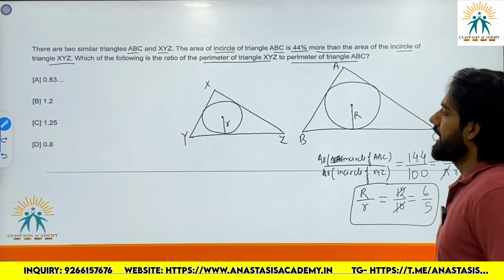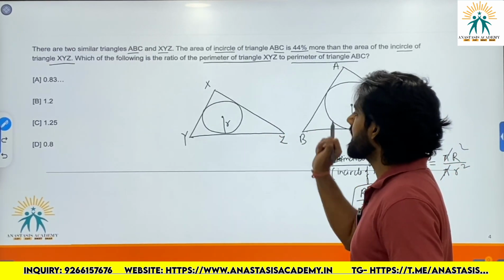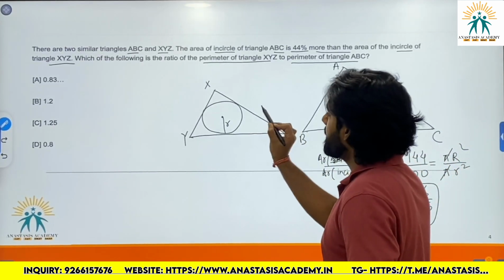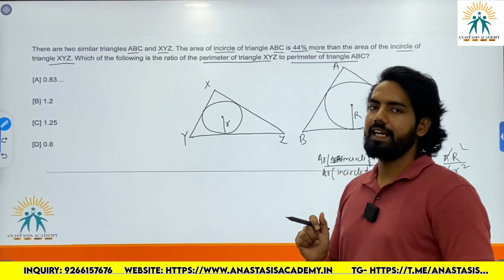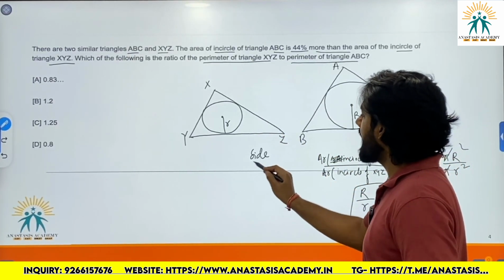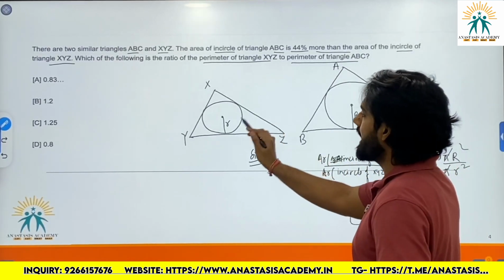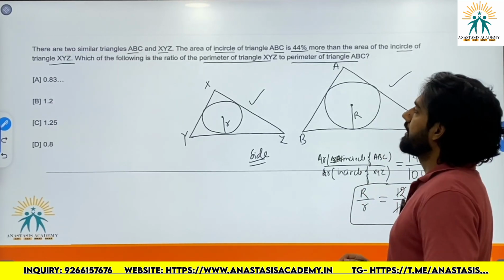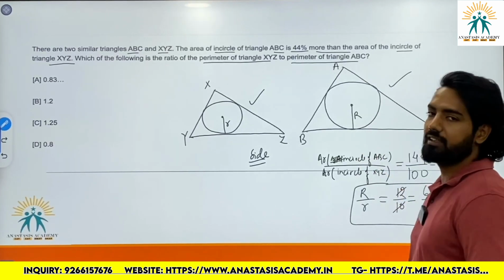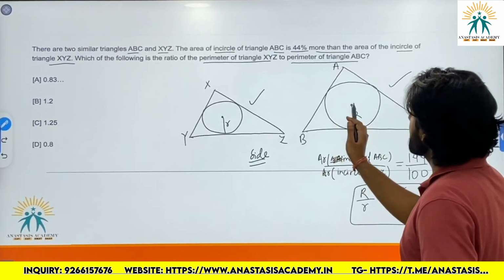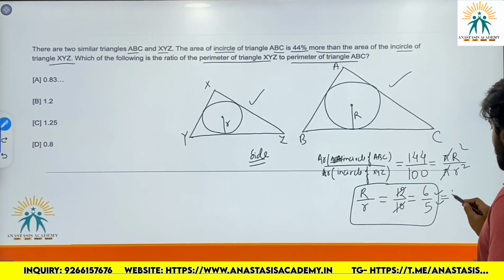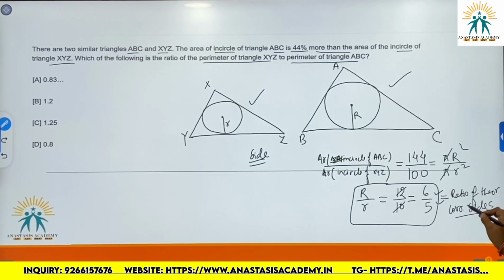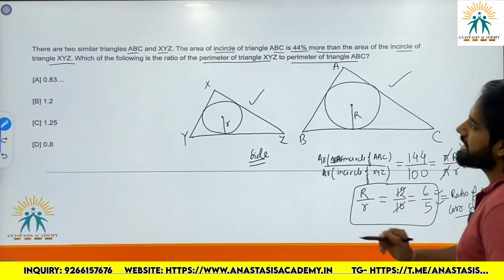Now, the important point is these two triangles are similar. If these two triangles are similar, I know the ratio of corresponding sides are equal. Any corresponding linear length of this triangle would be proportionate to the corresponding linear length of this triangle. So if the ratio of inradius of these two triangles is 6 by 5, then the ratio of their corresponding sides is 6:5. And it is asked to find the ratio of perimeter.